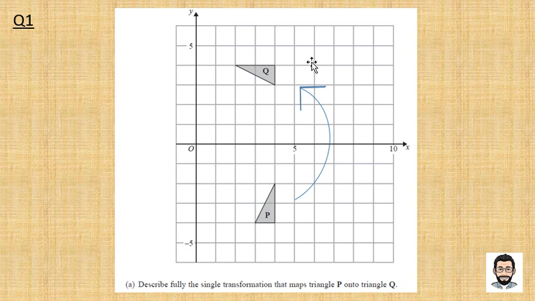Maybe it's going to be the center. Because when I ask you to describe fully the single transformation that maps triangle P onto triangle Q, you have to mention the center. You have to mention the transformation. You have to mention the degrees. You have to mention the direction too. Okay, let's guess. Yeah, suppose that point is the center. Now we're gonna check whether the answer is right or wrong.